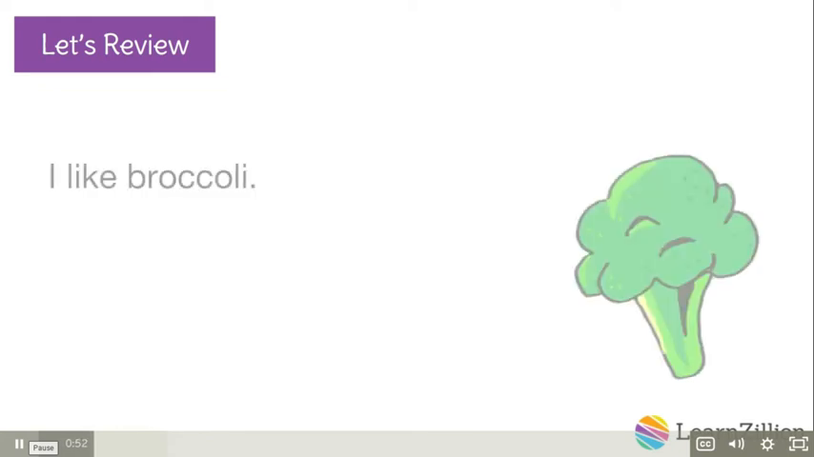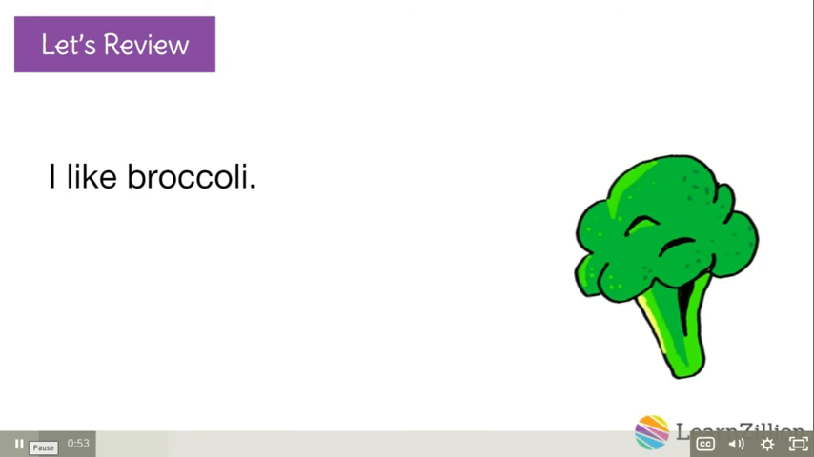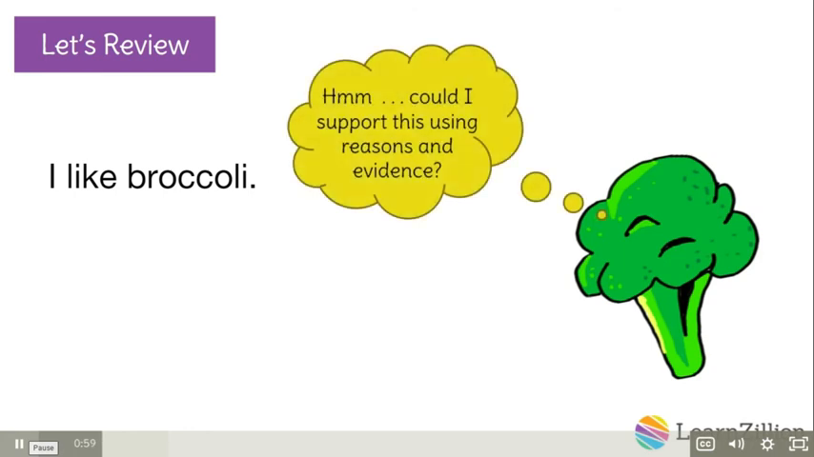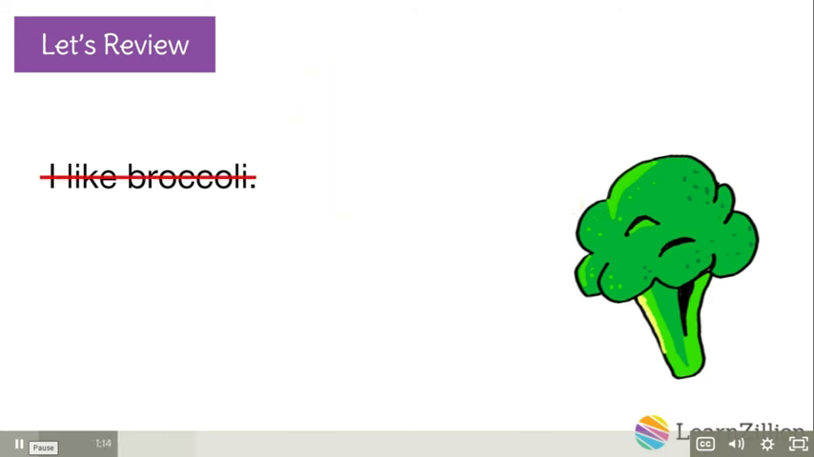For example, "I like broccoli" is an opinion. All it does is tell you how I think about something. It's not very specific or interesting for that matter. Also, how on earth could I support this with evidence? What reasons could I possibly give for people to agree with me? By citing a picture of what I look like when I eat broccoli? No one's going to believe that.